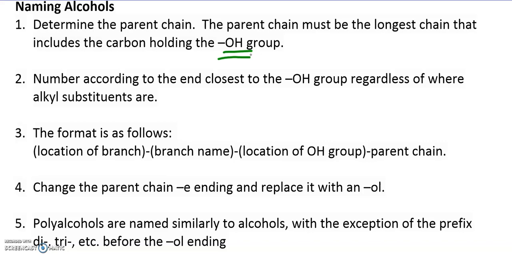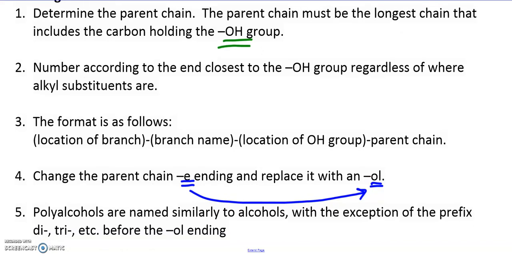So the format is like before with alkanes, where you're going to have the location of your branch, so your number, the name of your branch, the location of your OH group, and then your parent chain. And then the E at the end of, for example, ane switches to OL.